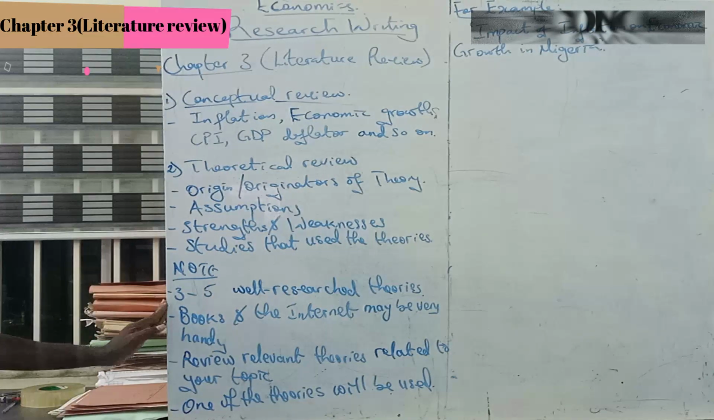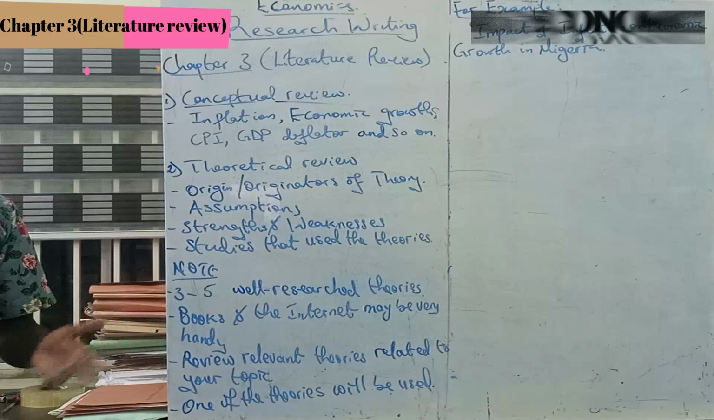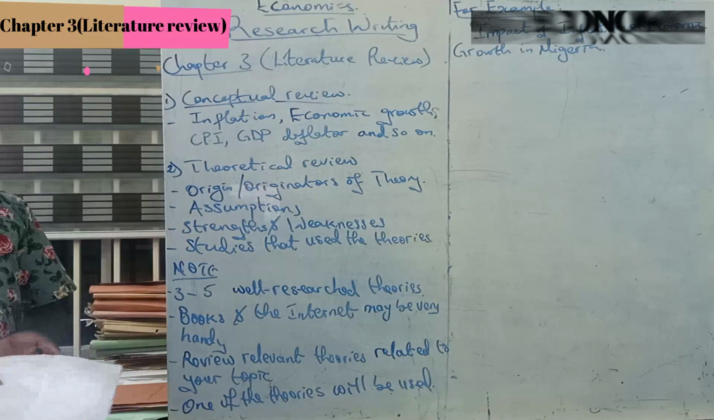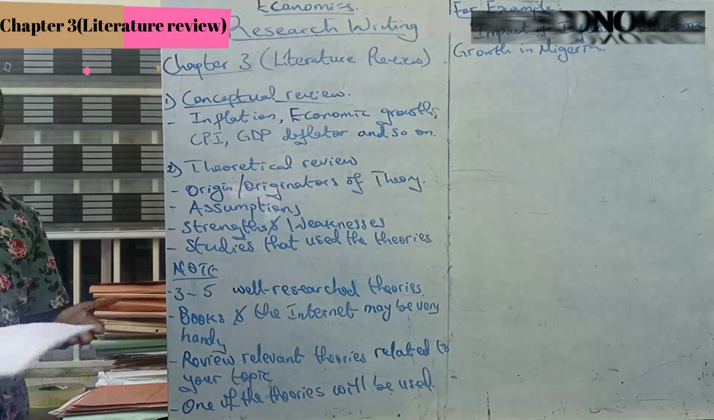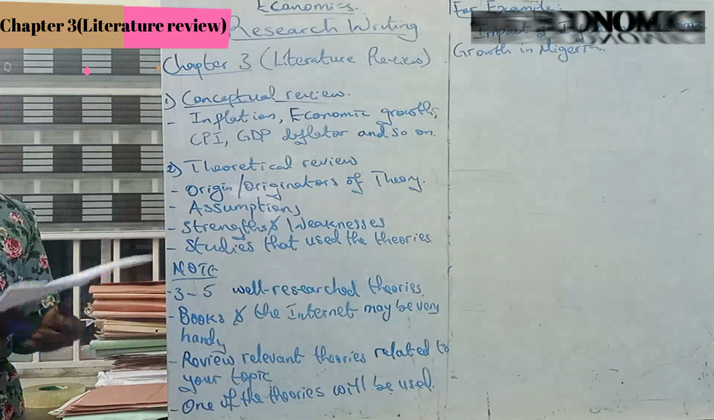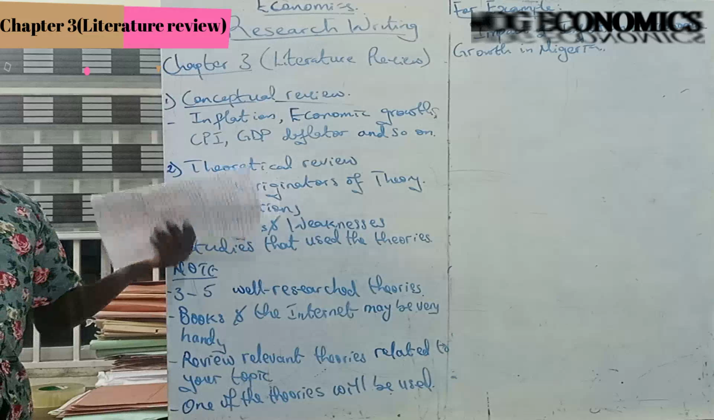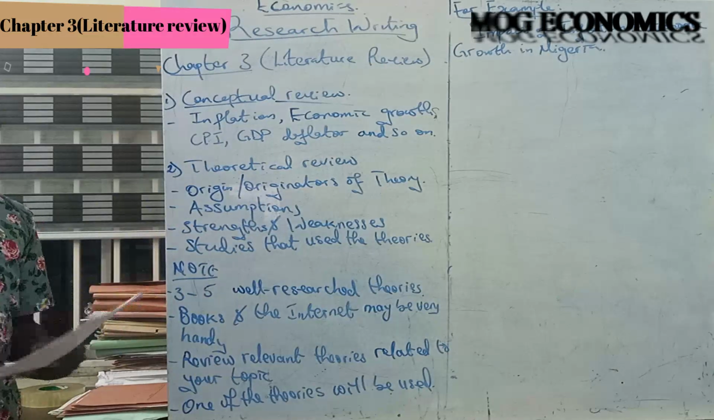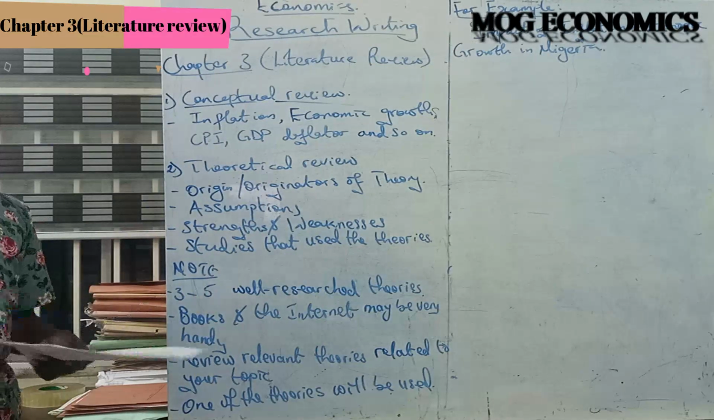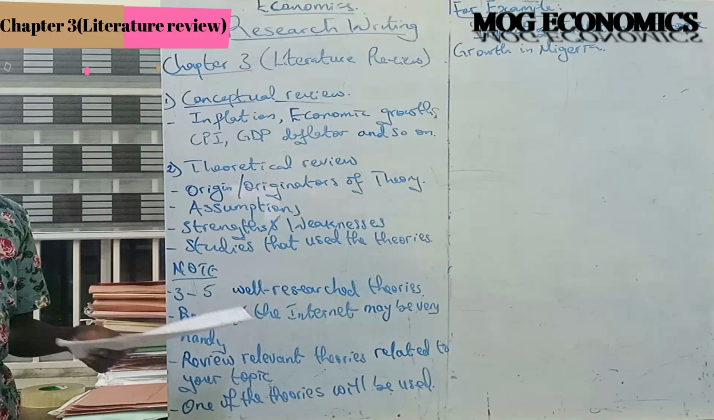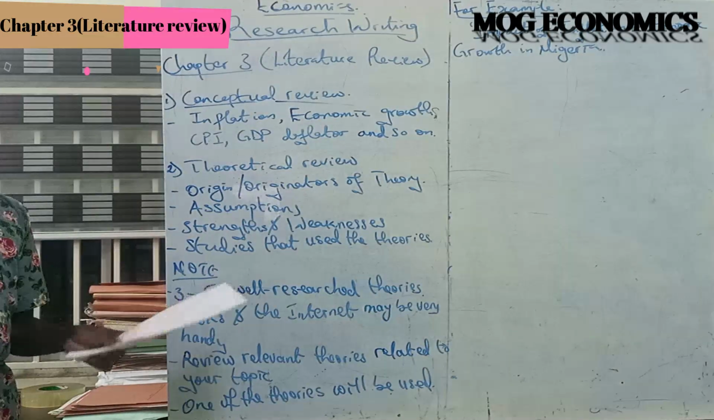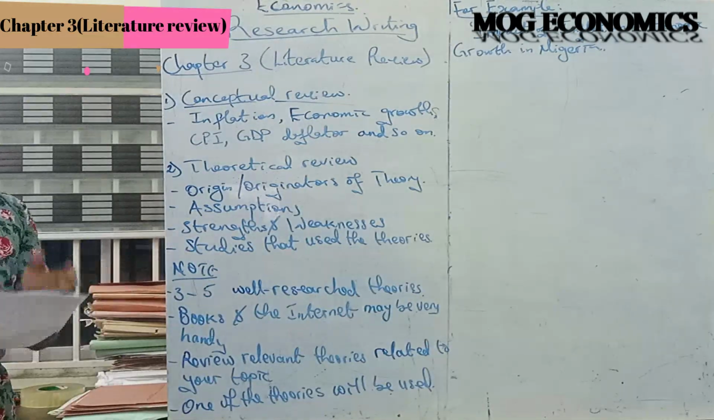One, your theories should be between 3 to 5, or let me say 4 to 5. When you are reviewing these theories, you must be able to say quite a lot about them, not too much, and not something so small. You must be able to discuss them. You must be able to say some really important things about the theory.